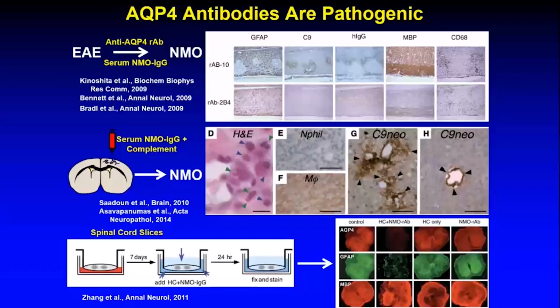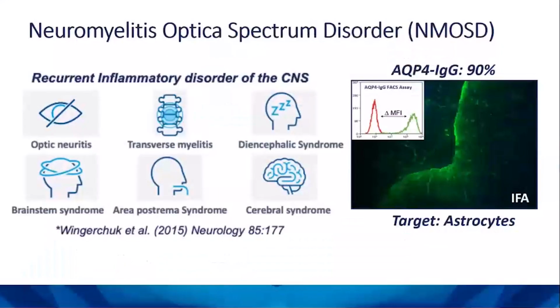So what we developed was more and more sensitive tests for this antibody. So now it isn't just 70% sensitive, it's about 90% sensitive. So if you meet clinical criteria for neuromyelitis optica, you generally have this antibody. And in the next few years, we're going to make it that you have to have the antibody because we figured out the people that don't probably do not have the exact same disease. And so the target is astrocytes.